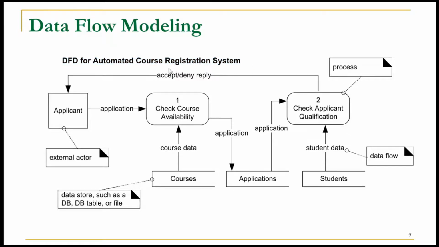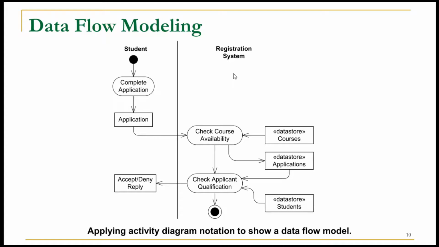We can replace this diagram and use the same flow and represent it with the help of the activity diagram. So that DFD shows that a student will start and complete the application, which will result into an object called application object. On the other swim lane, which is the registration swim lane, the check course availability activity will start. And based on some conditions, it will finally result into the checking of application qualification. And if the qualification is acceptable, the activity will stop.